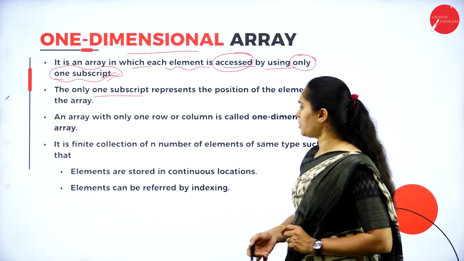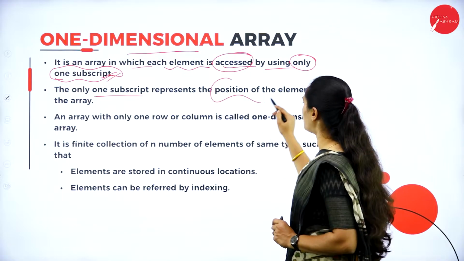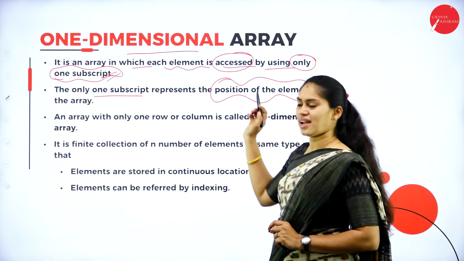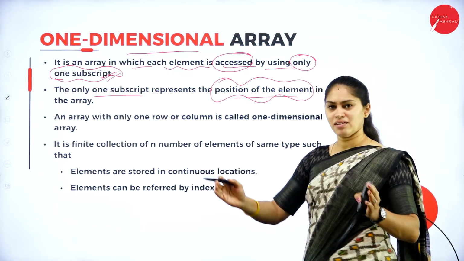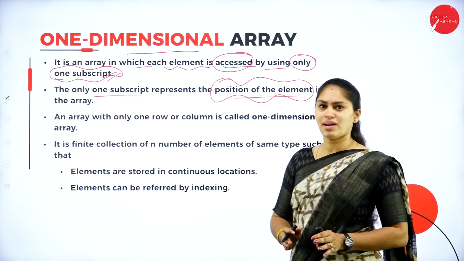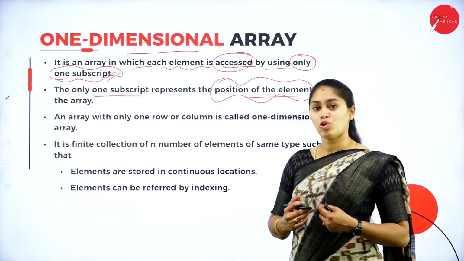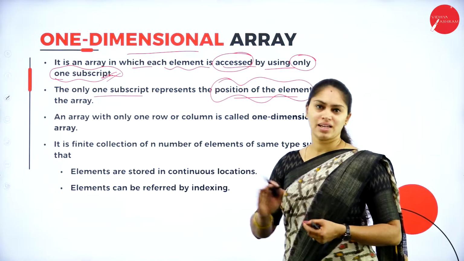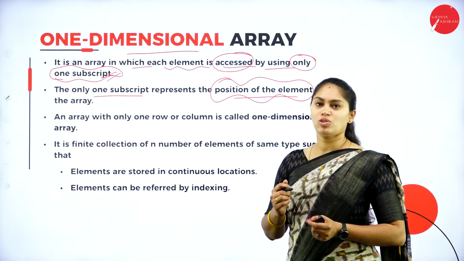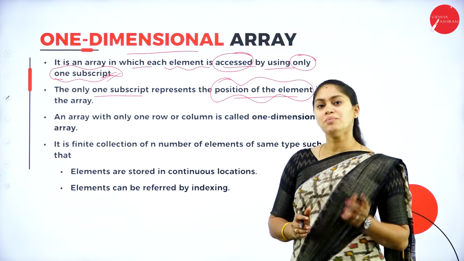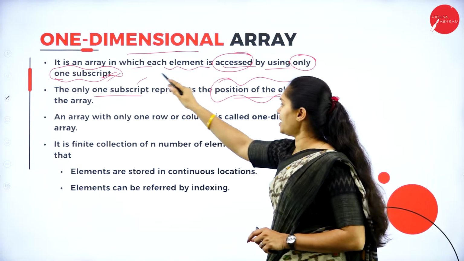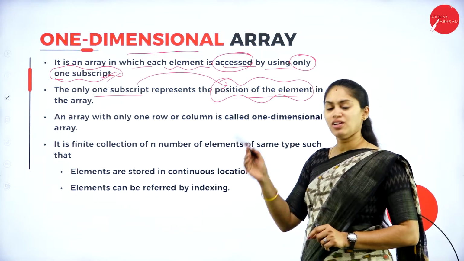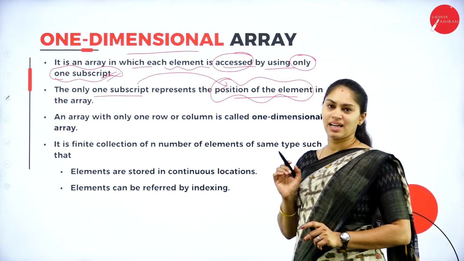And what does that subscript represent? That represents the position of the element in an array. For example, if I have 1000 elements of the same data type, and I want to know the position of some element, then how can I get to know its position or location? That too with the help of one subscript. That subscript always represents the position or location of an element in an array.